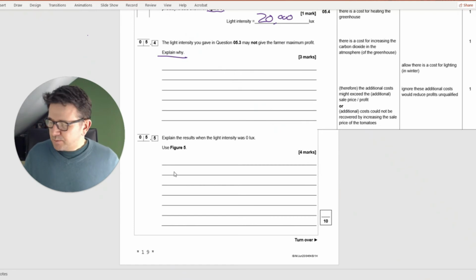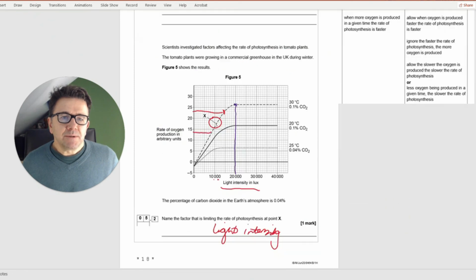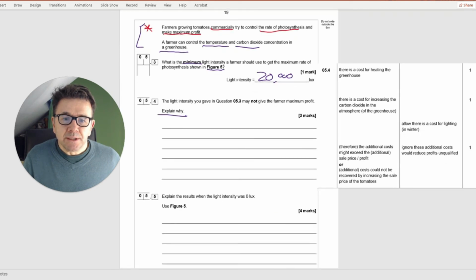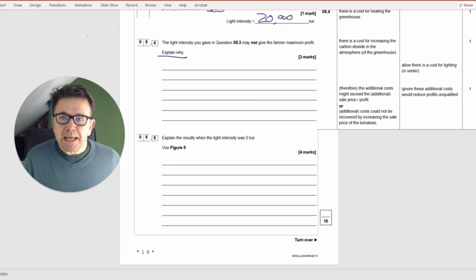Right, this next question was quite difficult. So it does say, explain the results when the light intensity was 0 lux. Well, if you notice 0 lux, okay, it's actually at -2. All right, so it's not producing oxygen. So the oxygen is being used by the plant. It's not 0, it's -2. So it means that the oxygen is being used by the plant.